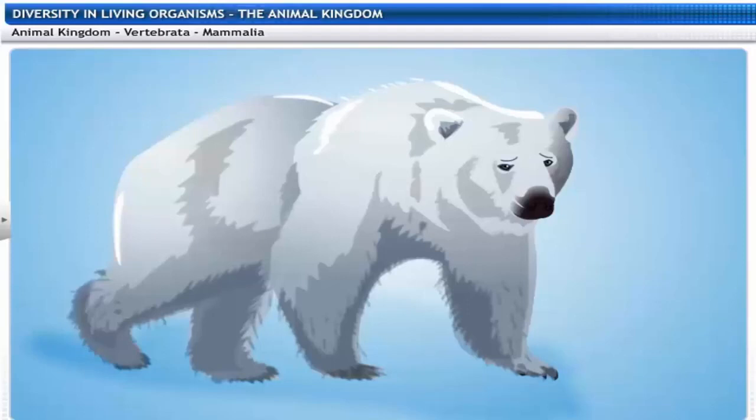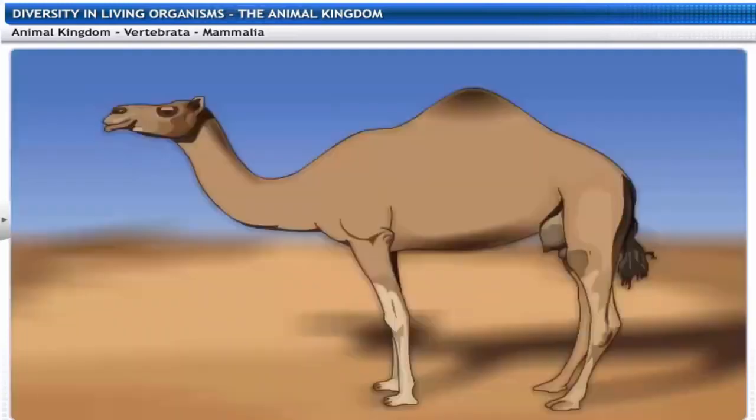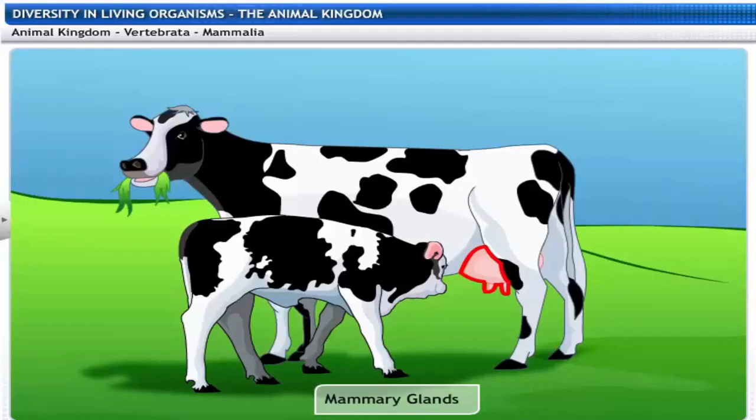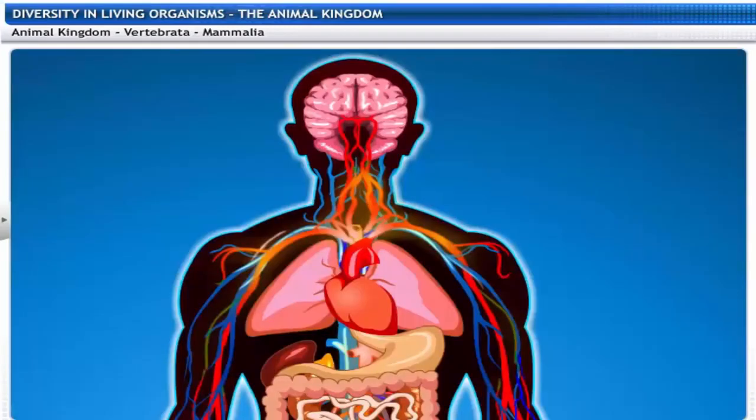For example, polar bears live in very cold areas, camels live in hot areas, and dolphins live in the ocean. Mammals have milk-producing glands called mammary glands to nourish their young ones. Mammals breathe through their lungs, and their hearts are 4-chambered.